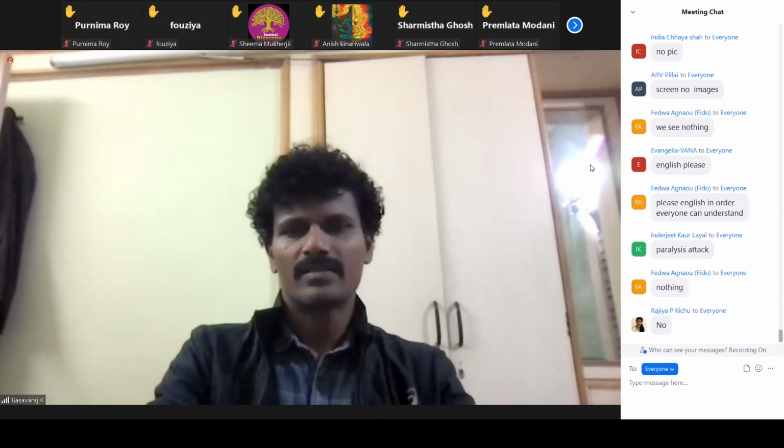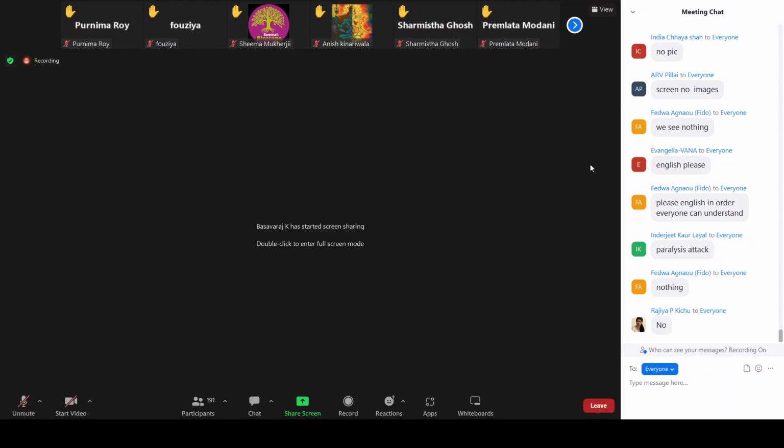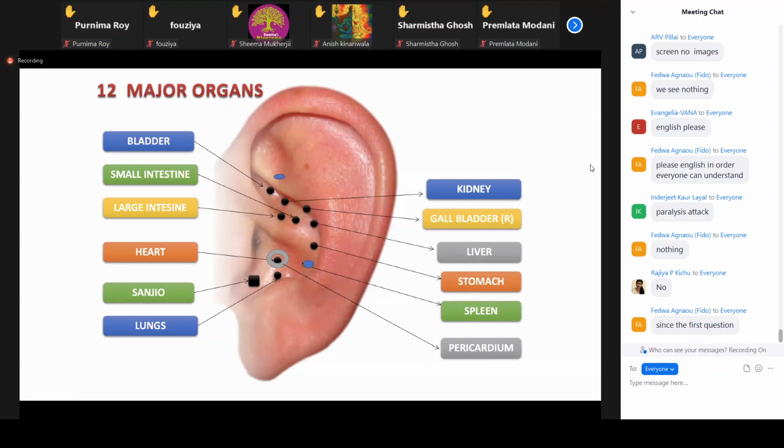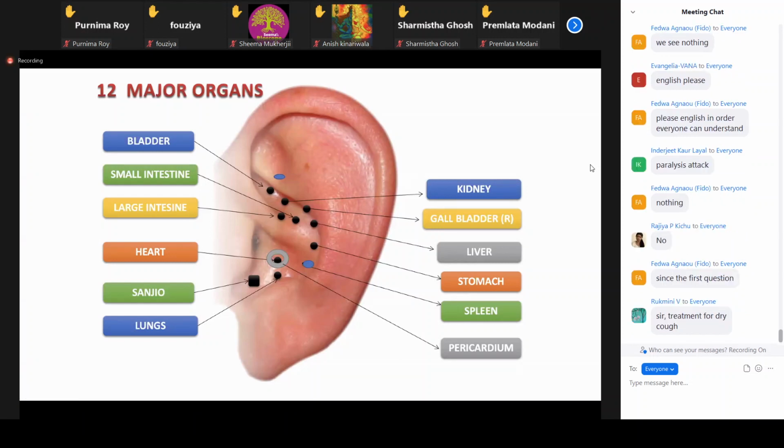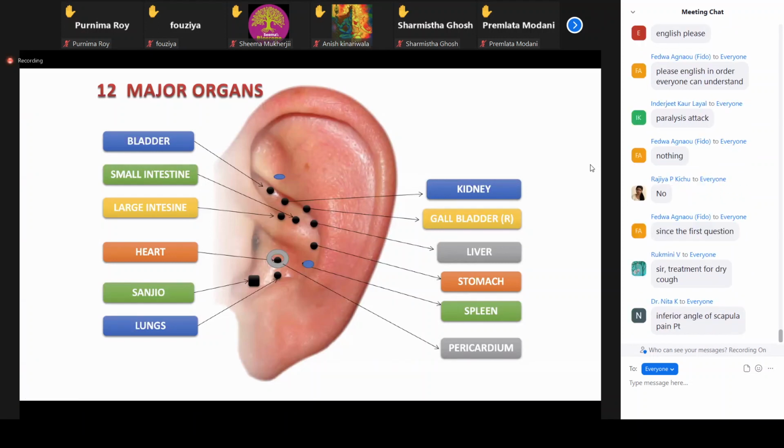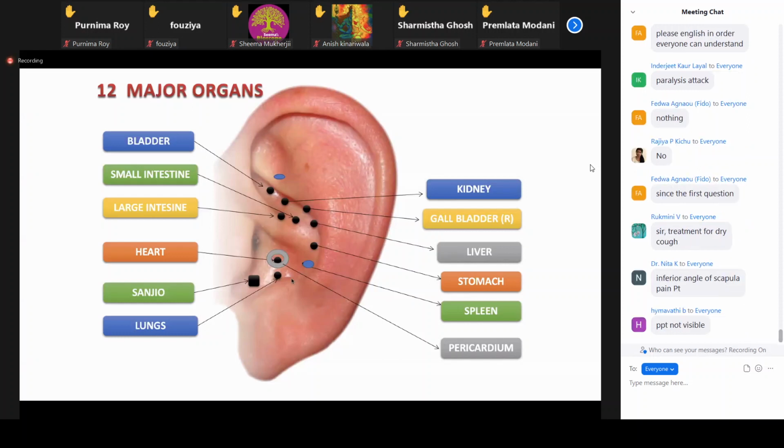My question was regarding the dizziness point. It is also on the anti-tragus, no, sir? There is one point between the brainstem and pituitary. Yes, this is the anti-tragus. Between the pituitary and brainstem, there is also a dizziness point, no? Yes.